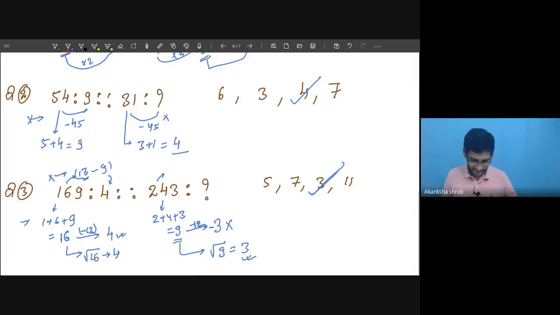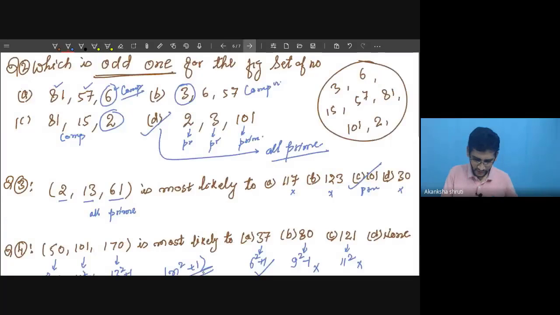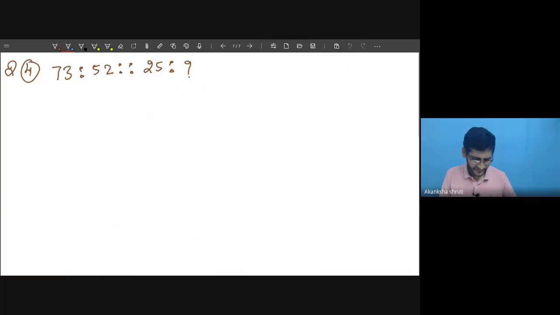It was this one. Let me do one more question. You people have to do this question also. 73 is to 52 is to 25 is to what? Tell me quickly.